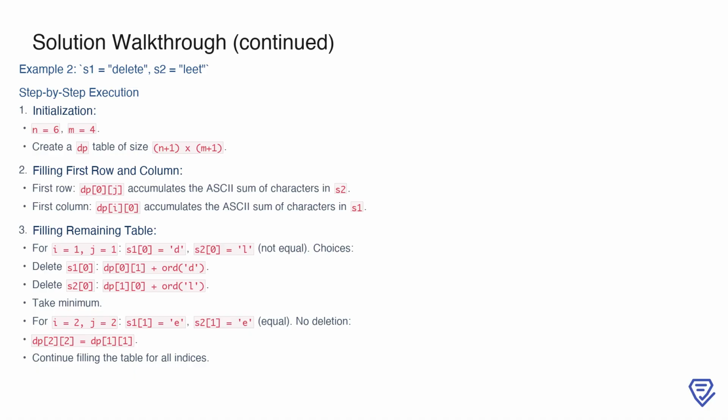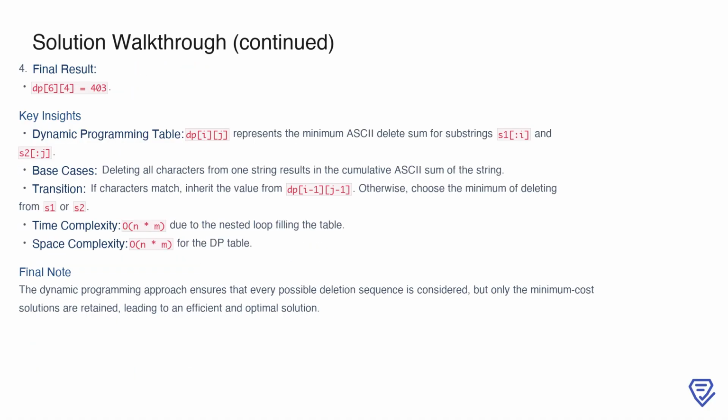This process continues for all positions, ensuring that at every step, we minimize the ASCII delete sum using the optimal choices. Once the table is fully populated, the value at DP[6][4] gives us the minimum ASCII delete sum for delete and leet, which is 403. This result is derived by systematically considering every possible deletion sequence while retaining only the minimum cost solutions.